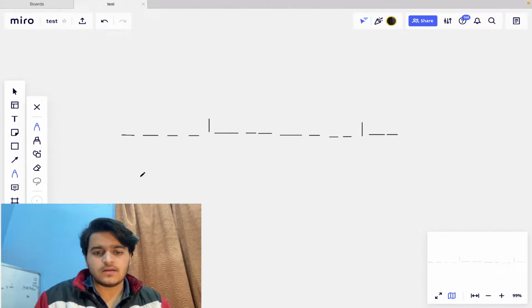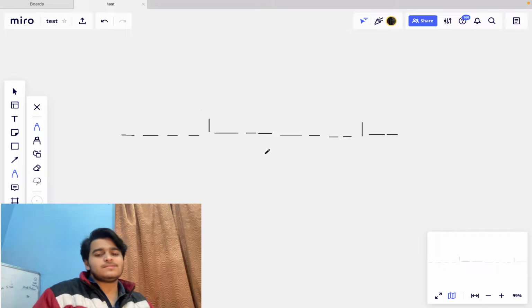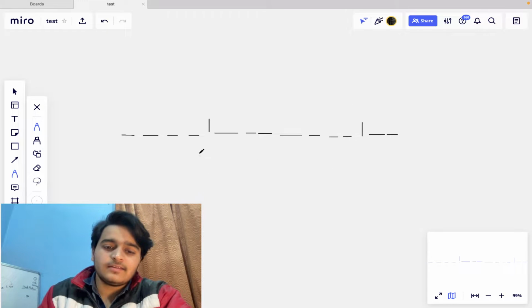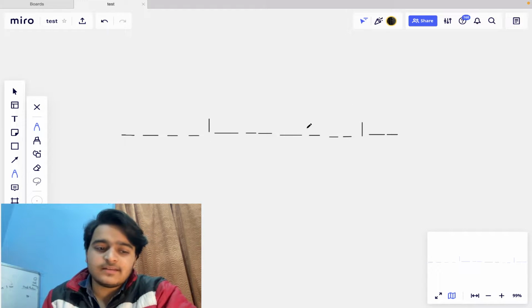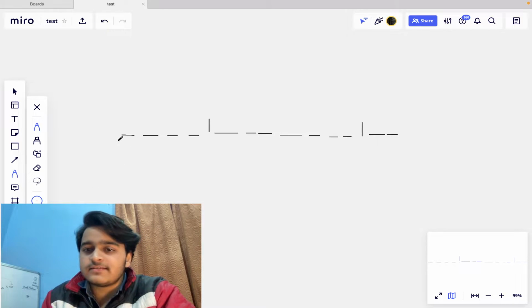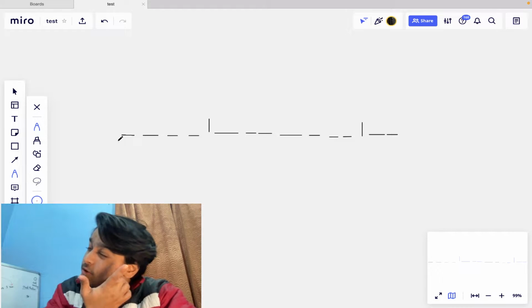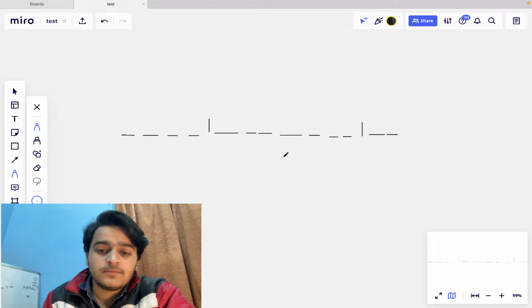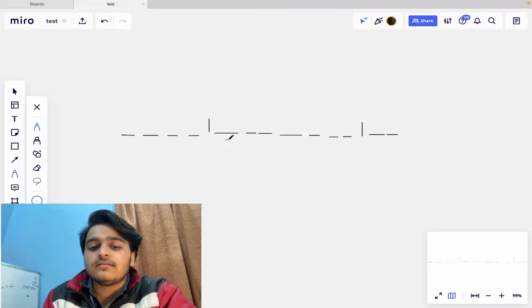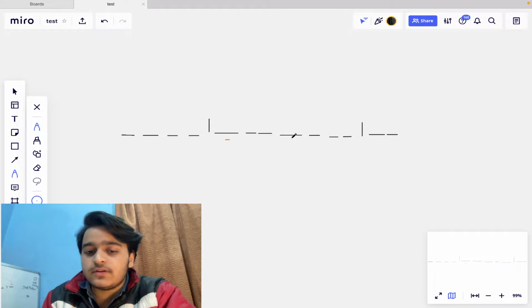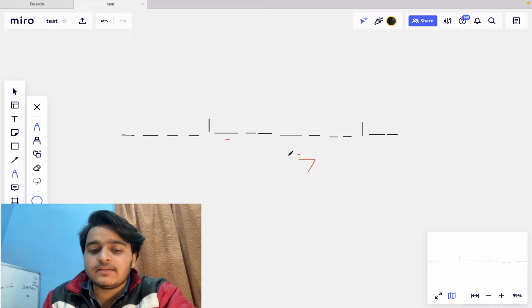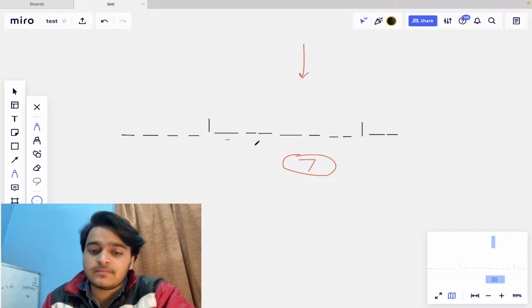Let's suppose this is the sequence of seats, and these are the people sitting. If there is such an arrangement, one of the observations that comes to mind is: how many seats are empty in between? 1 2 3 4 5 6 7, seven seats are empty between these two people. So if I want to sit in this gap, what will be my maximum answer?